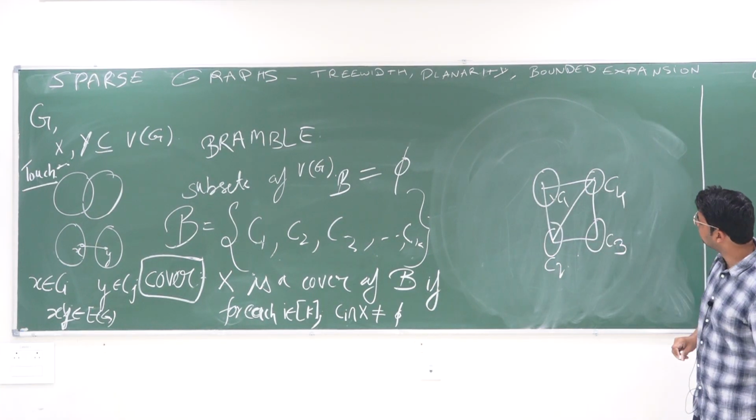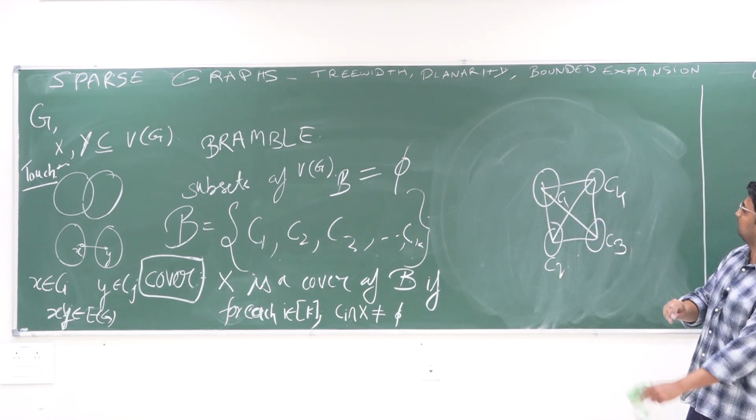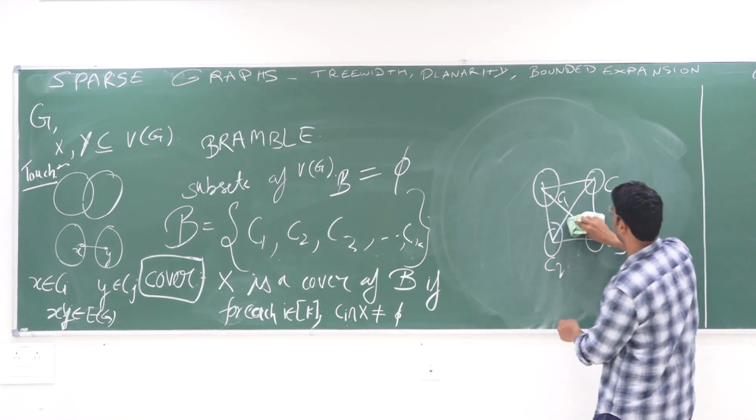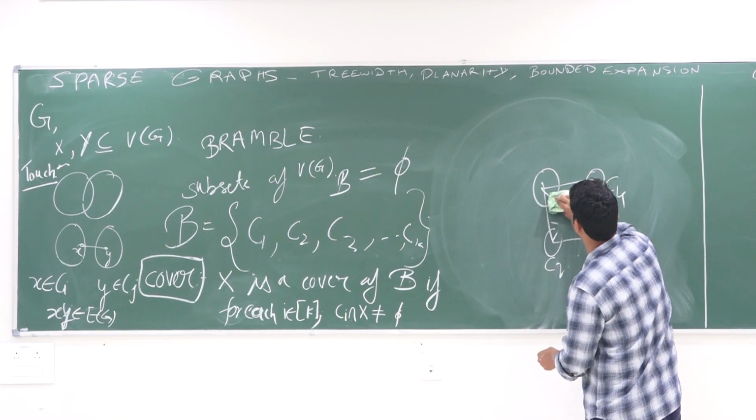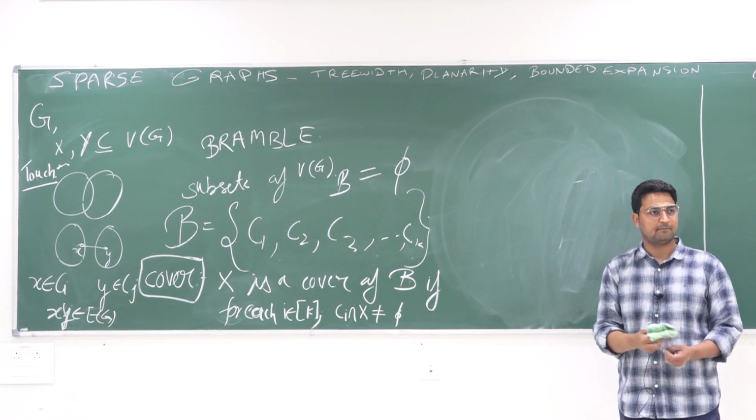So I have to make it complete. Is this a characterization, that the vertex set is a Bramble if and only if the graph is complete?